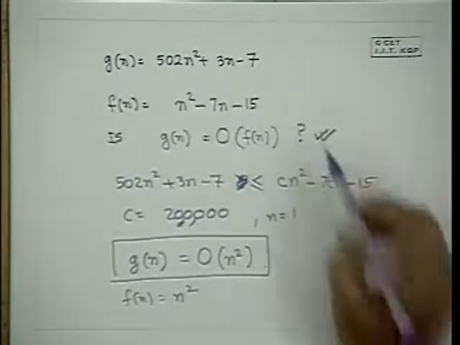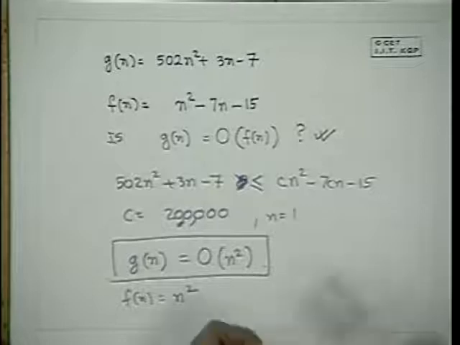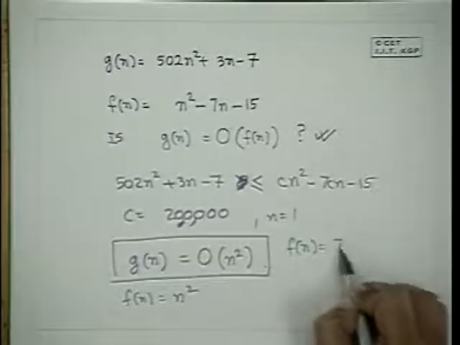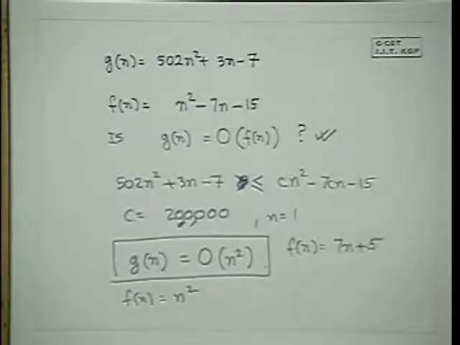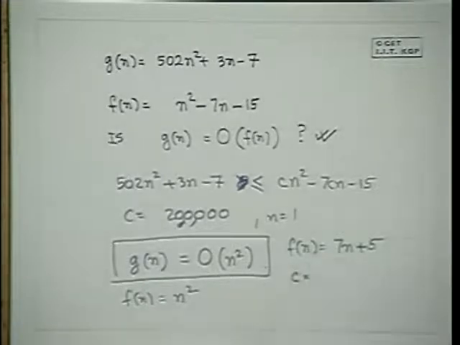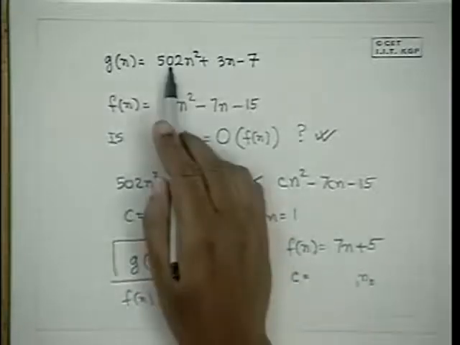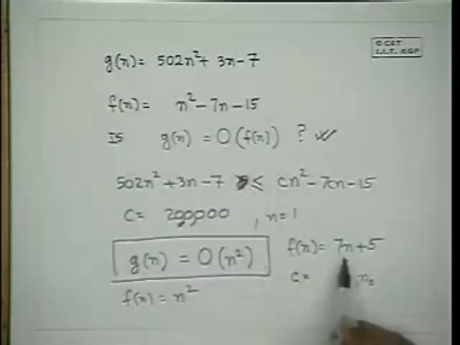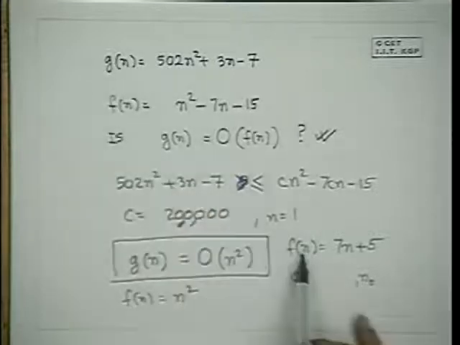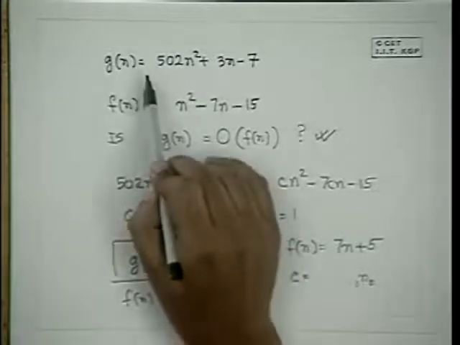But suppose I choose Fn equal to 7n plus 5, then I will be able to get a constant c. I will choose c to be 200 lakhs maybe, but I will not be able to get an n naught beyond which this function will be less than or equal to this function always. I will not be able to get it. So, this Fn is not an upper bounding function of Gn.